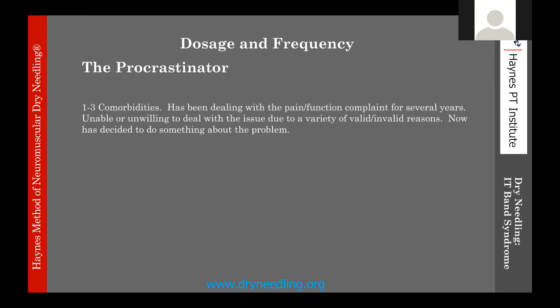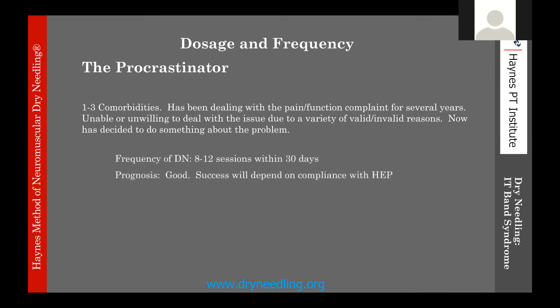The procrastinator, they're going to have 1 to 3 comorbidities. They've been dealing with this pain and function complaint for months, if not several years, and they're unable or unwilling to deal with the issue due to a variety of either valid reasons or just excuses. And now they've got motivated, they've decided to do something about it. Here, this is going to take a good 8 to 12 sessions within the first 30 days. They're going to take a full plan of care to take care of this situation. Their prognosis is good, however, their success will depend on their compliance with their home exercise program. They have to do their part on the backside.